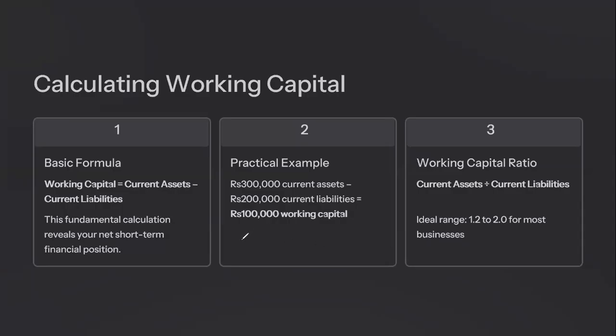So I can calculate here current assets divided by current liability. So it is 3 lakh divided by 2 lakh, which is equal to 1.5. As per industry, the ideal range is between 1.2 to 2.0. So if the ratio is 1.5, it means the company is doing well.